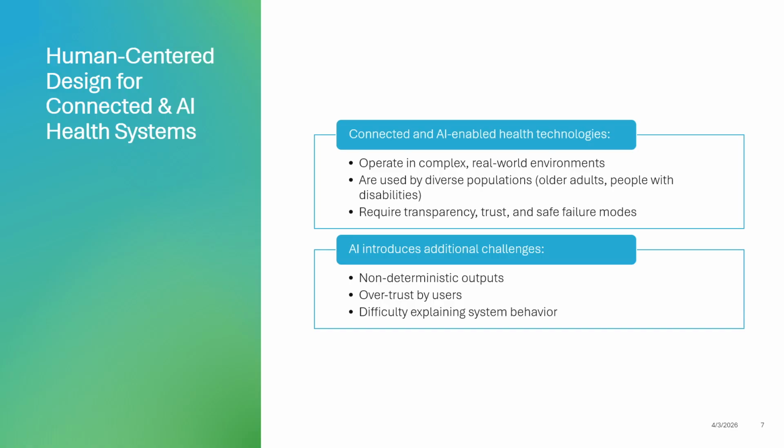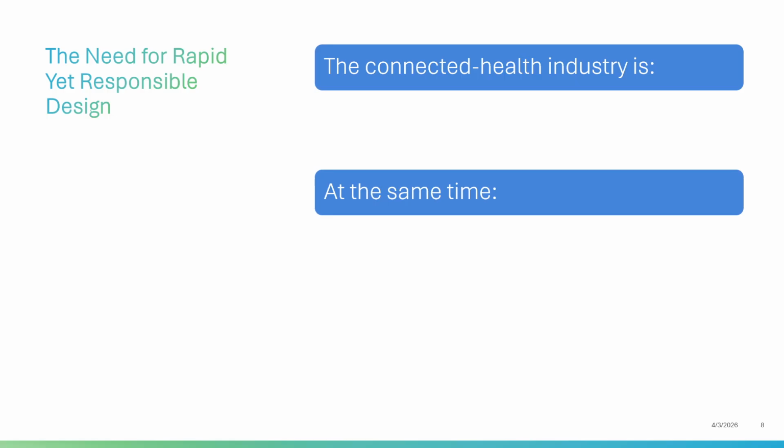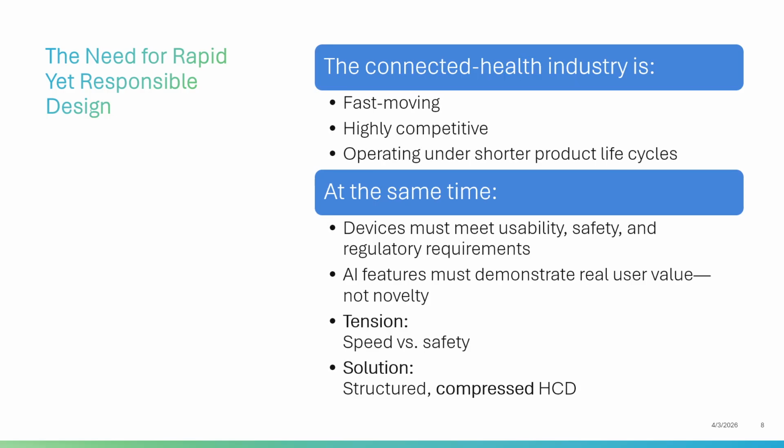And of course, since sometimes we don't understand how the system works, we are going to have difficulty explaining how the system is behaving. Nowadays we have a pressure because we need rapid development and be able to respond to the pressures of the public. And the connected health industry is moving really fast, it's highly competitive, and is operating under shorter product life cycles. Remember when we had COVID, people needed to come up with information systems quickly, we needed to have contact tracing quickly, and we actually developed a vaccine quickly.